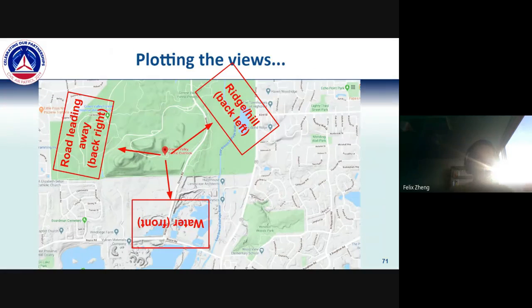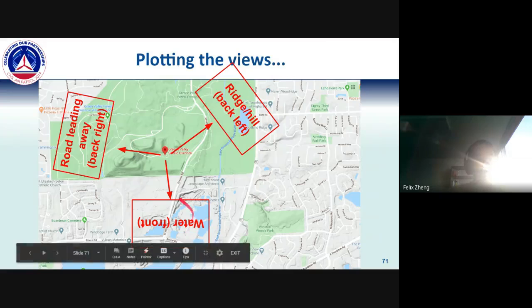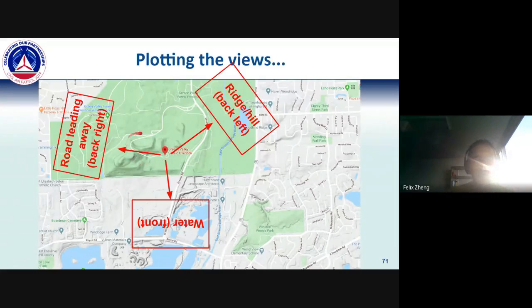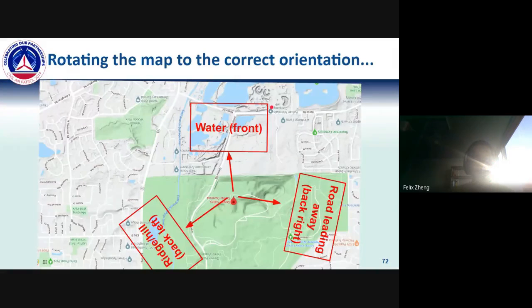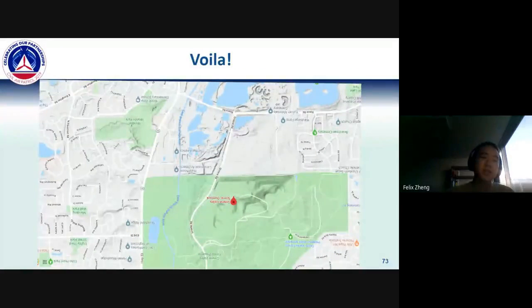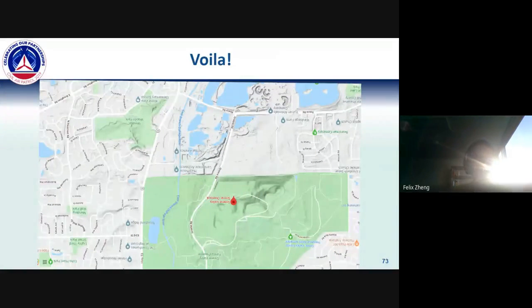So we plot those on the map, and we can see that, hey, we saw water in the front. We saw a road leading away. That's this road over here, if you can see the laser pointer. And then over here, there's some other various hills which kind of form a ridge line to your back left. So now that you have all those plotted on your map, you can rotate the map to the correct orientation, and boom, now your map is oriented to the ground.